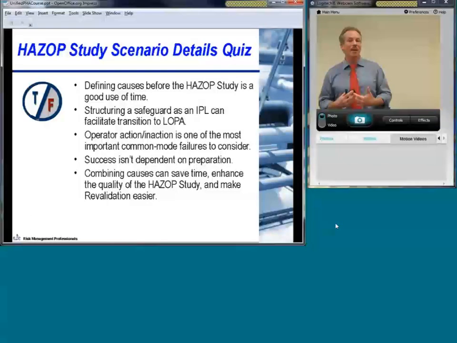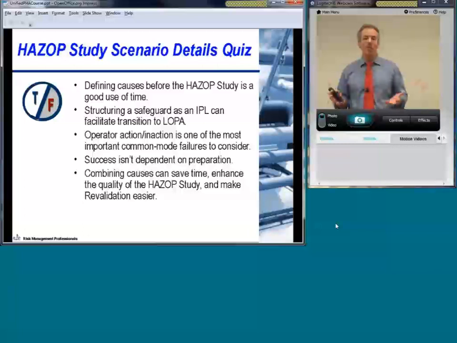So normally I would do this as a one-on-one interaction with a classroom, but let me go through some key points in terms of a quiz. True or false: defining causes before the HAZOP study is a good use of time. That's absolutely true. When you've taken the time to lay it out, prepare properly, and get the causes laid out, it saves a lot of team time, and you've also got a framework for making sure you get a good quality job done.